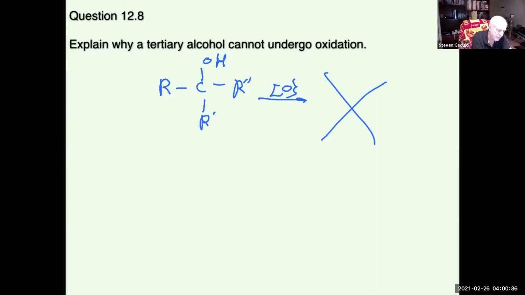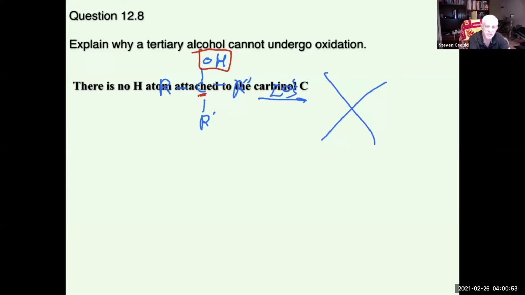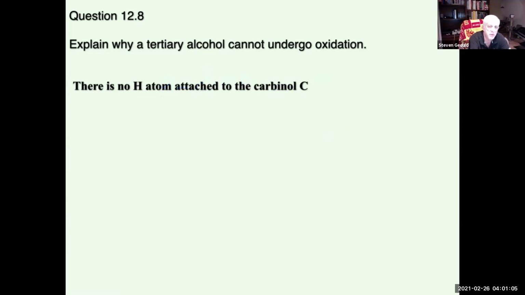In other words, you take the OH group off, and then for an oxidation, you have to take another hydrogen from the same carbon. And there is no hydrogen on this carbon, so it can't undergo oxidation. There's no hydrogen atom attached to the carbonyl carbon. Can't happen. Here, I'll clear that so you can see it a little bit. No hydrogen atom attached to the carbonyl carbon, the carbon with the OH group. So you cannot have oxidation.